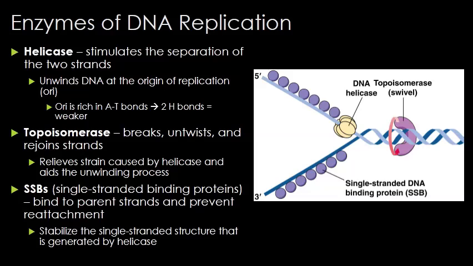Topoisomerase is going to be the sort of swiveling around and untwisting and rejoining the strands, preventing your DNA from knotting up and breaking during this copying process. And the SSBs, or the single-stranded binding proteins, are going to bind to these single-stranded sections of DNA to prevent the reconnection. We don't want these things to come back together right now. We want to build a new second strand here, a new double-stranded molecule. And if they bound back together now, that would never happen.